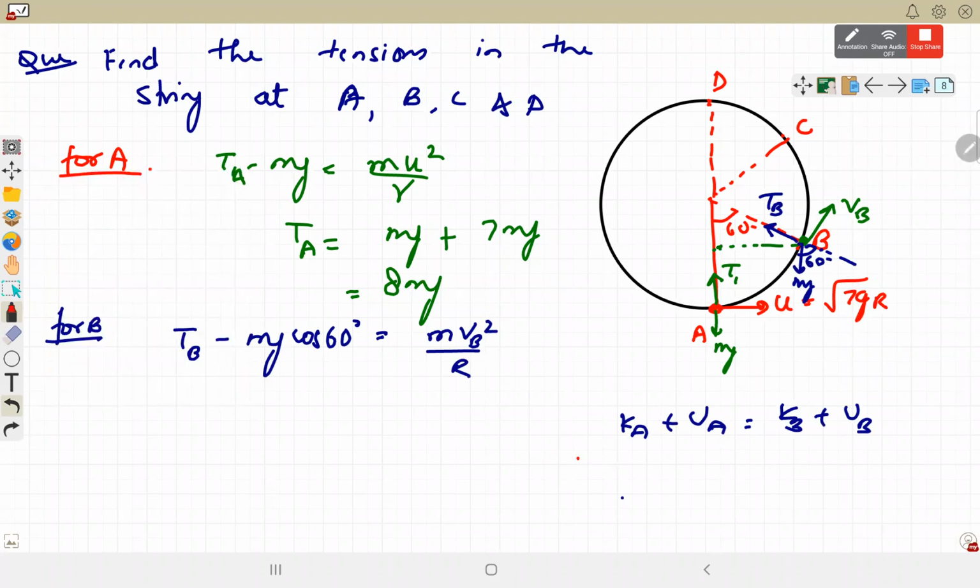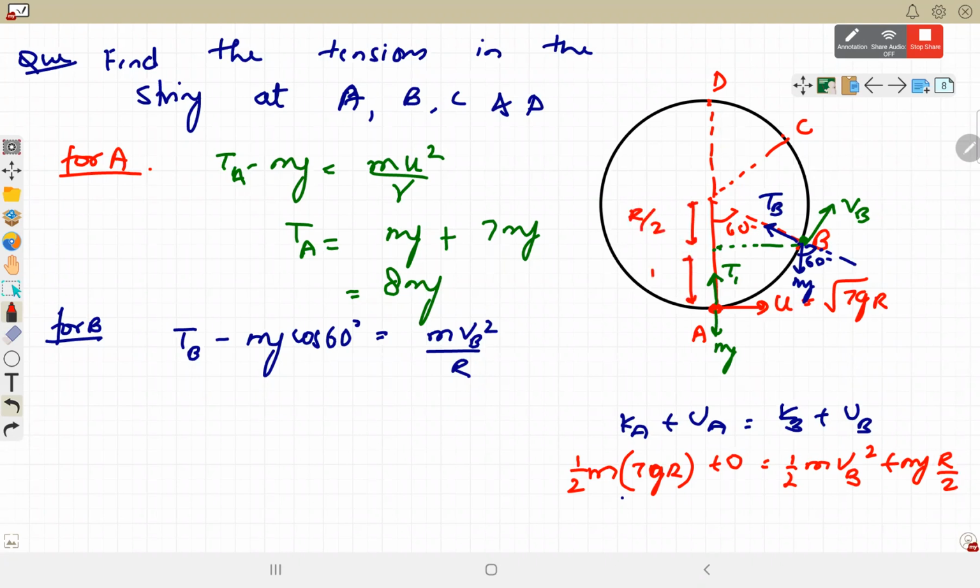So at A kinetic energy is half m into 7 gr, potential energy is 0, kinetic energy is half m vB square plus potential energy is mg into r minus r cos 60. This becomes r cos 60, so r by 2. This height till point B will also be r by 2. So half m vB square is equal to 6 times mgr.